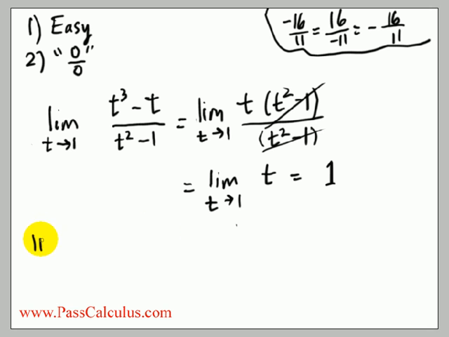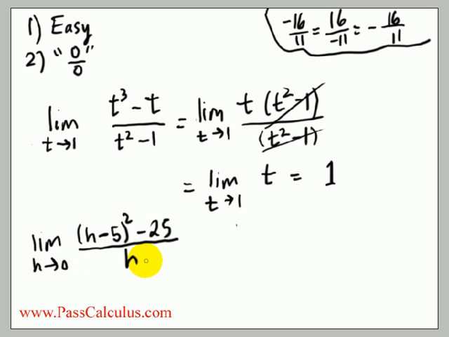Maybe limit as h goes to 0 of h minus 5 squared minus 25 all over h. Let's see what's going on here. So if I put 0 into the top and bottom, let's see what I get. For sure on the bottom I get 0 when I put in 0. What about the top? I get 0 minus 5, which is minus 5. Minus 5 in brackets squared is positive 25. And 25 minus 25 is 0. So this is of type 0 over 0, or type 2, whatever you want to call it.